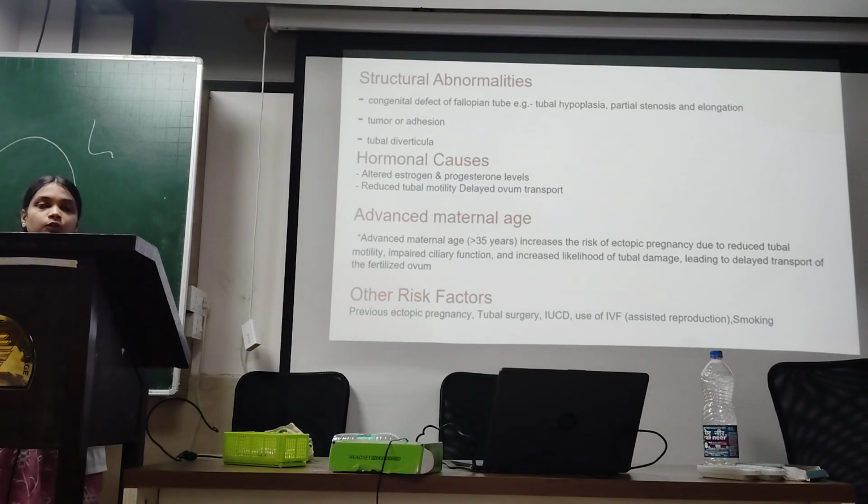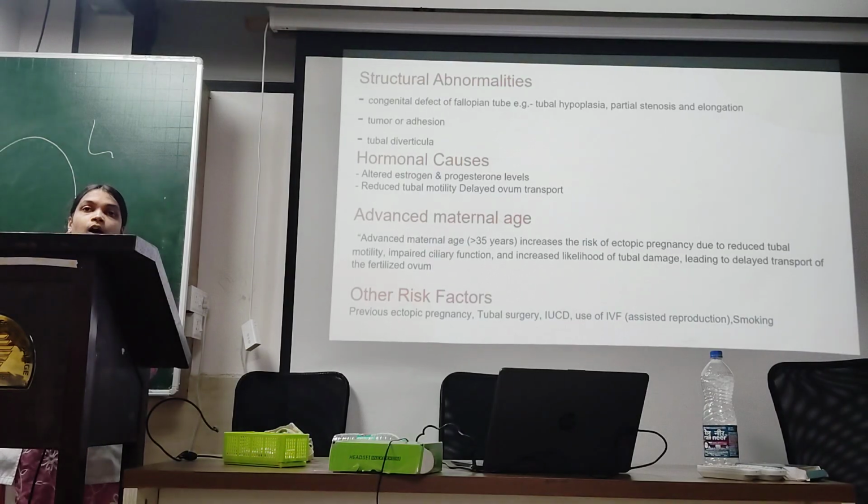Other risk factors include previous ectopic pregnancies, previous tubal surgeries, use of an intrauterine contraceptive device such as copper T, and the last one is smoking, which affects the ciliary function of the fallopian tube and impairs transport. To conclude, ectopic pregnancy mainly occurs due to impaired transport of the fertilized ovum, which is mainly due to tubal causes.